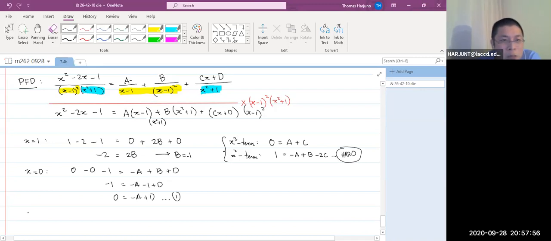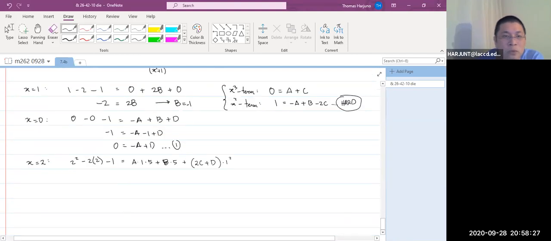Let's do one more then. Let's say when x equals 2, maybe. When x equals 2, I get 2 squared minus 2 times 2 minus 1 equals, a times 1 plus 5b times 5 plus 2c plus d times 1 squared. So this is negative 1 equals 5a plus 5b plus 2c plus d.